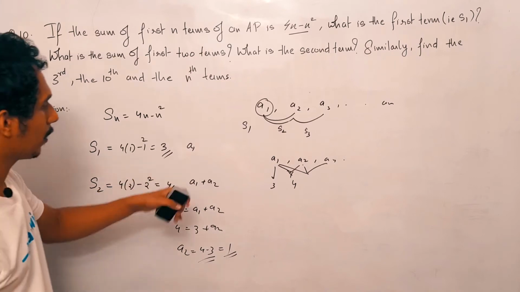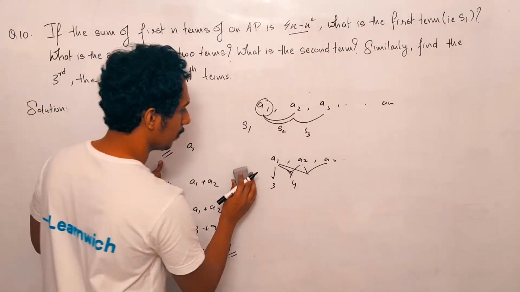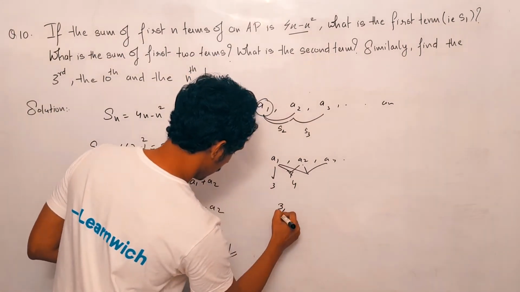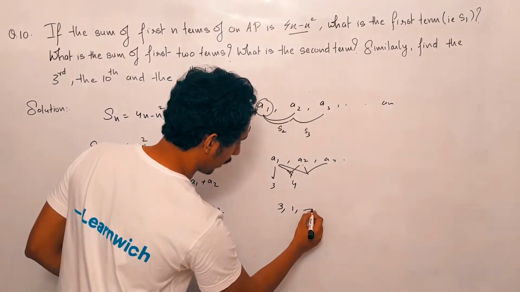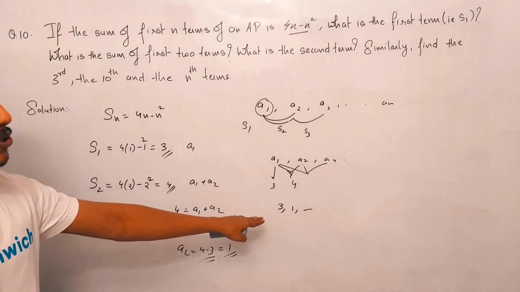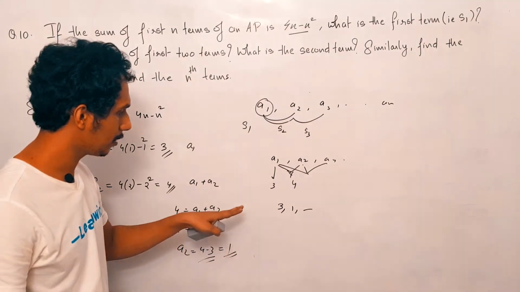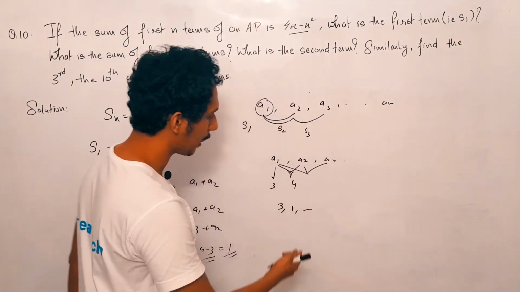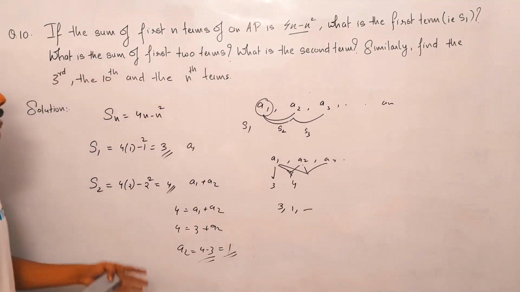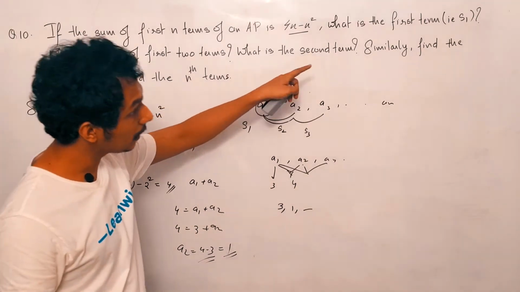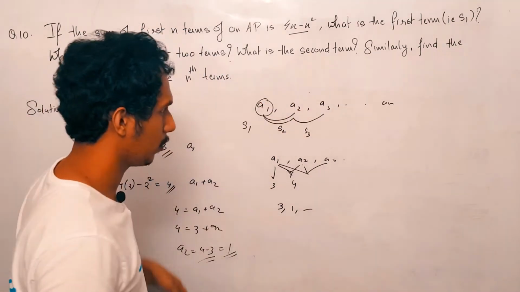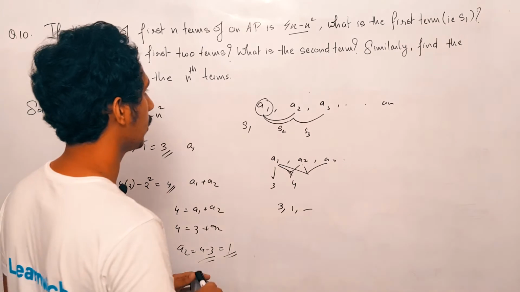So you have found A1 is 3 and A2 is 1. You have to find out the next term. We have methods to find the next term if this forms an AP, you can directly find it. But the question says, similarly, find the third term. Okay, you have to find a similar method to find the third term.